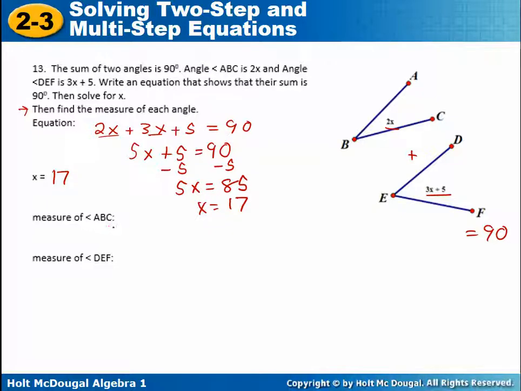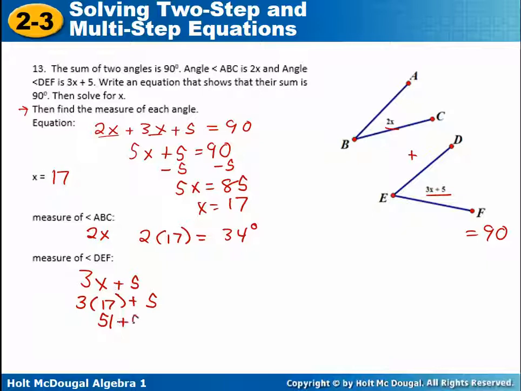Angle ABC is marked as 2x. So now I just have to take 2 times 17 because now I know what x is, and I know that measure of angle ABC is 34 degrees. Measure of angle DEF was marked 3x plus 5. But now I know that x is 17. So I multiply 3 times 17, that's 51. And 51 plus 5 is 56 degrees.